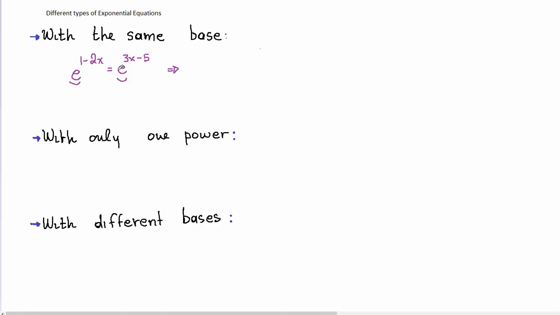So instead of caring about the bases, I focus on the exponents. 1 minus 2x should be equal to 3x minus 5. Now this is a linear equation. I need to separate the unknowns from the constants. These are the unknowns, these are the variables, these are the constants.